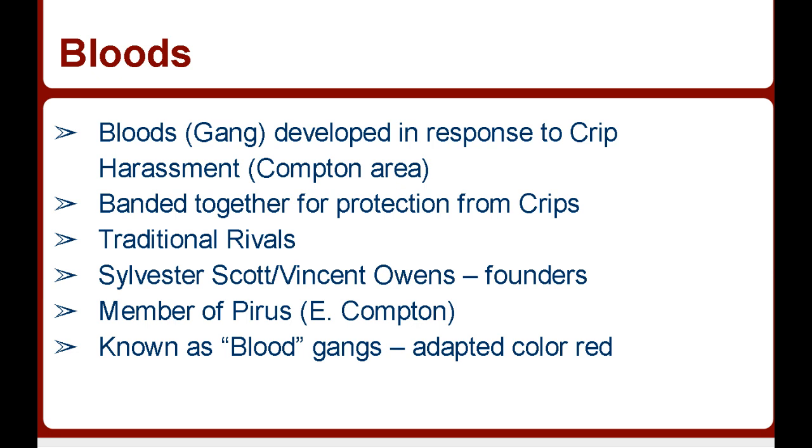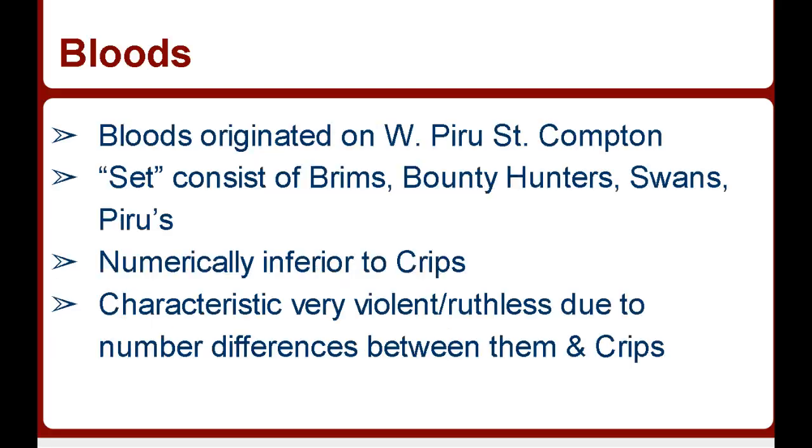They had to adapt. They're inferior in numbers. The Crips far outnumber them, but the Crips are less united, whereas Bloods are pretty united because they have to be, because they have fewer numbers. They're also more violent. But like I said, they originated on West Piru Street in Compton. There are different groups that set out to be Bloods, and those were the Brims, the Bounty Hunters, the Swans, the Pirus. They're violent, they're ruthless due to the numerical difference between them and the Crips.